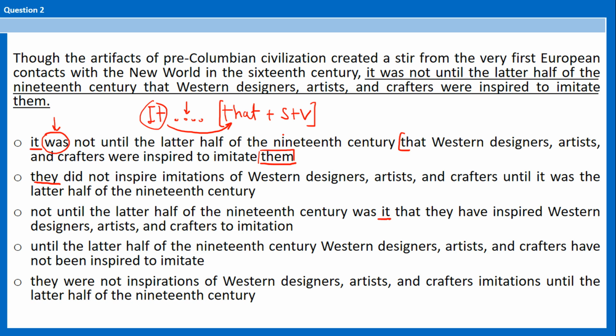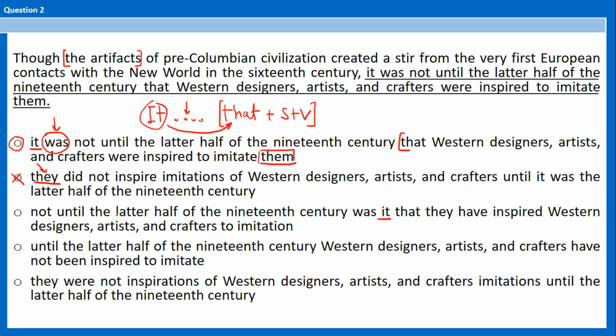It was not until the later half of the 19th century that Western designers, artists, and crafters were inspired to imitate them. Okay, let's leave this for now. We need to find what them refers to. In B you have they did not inspire imitations. Who are they? Who did not inspire? Well, they're talking about the artifacts, right? The artifacts of pre-Columbian civilization. So you imitate the artifacts. The artifacts cannot inspire the imitations. That doesn't make any sense.